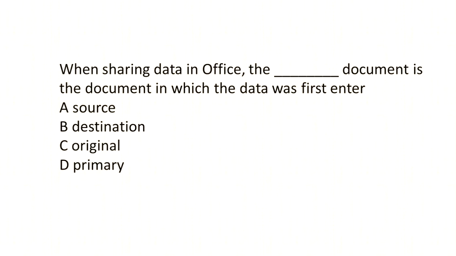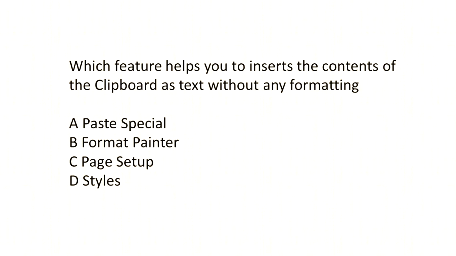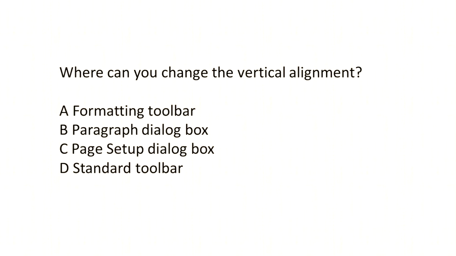Next, when sharing data in Office, which document is the document in which the data was first entered? Answer is destination document. Which feature helps you to insert the content of clipboard as text without any formatting? Answer is paste special. Next, where can you change the vertical alignment? Answer is page setup dialog box.